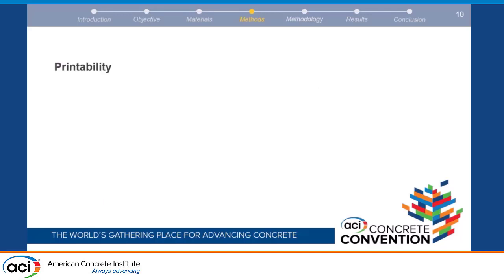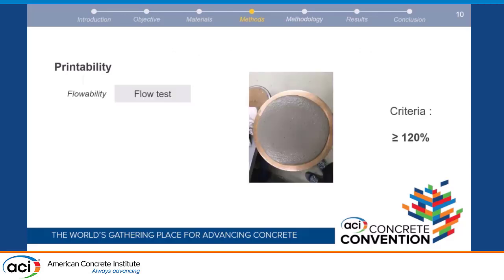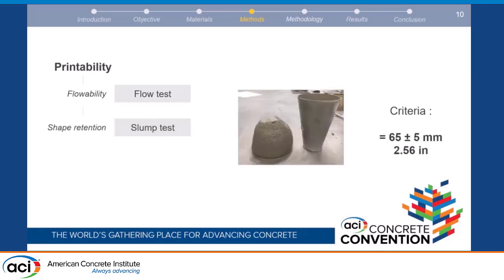So in terms of printability, we have a range of rheological tests that cover the 3D printing time frame. For flowability, we use the flow table test at 2 minutes, and we set a threshold at 120% flow. For the shape retention, we use the slump test with a miniature Abrams cone at 8 minutes.